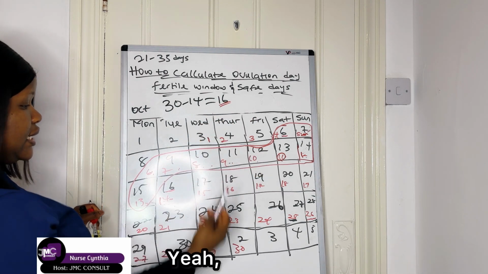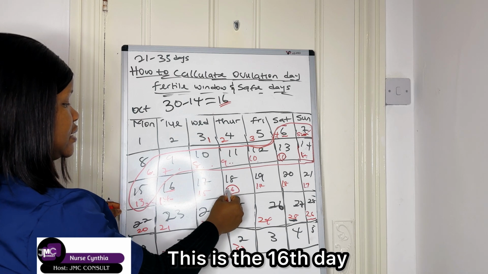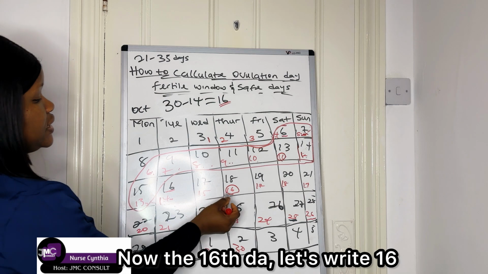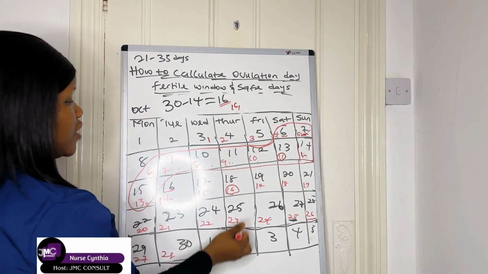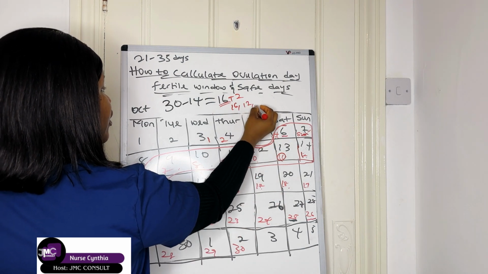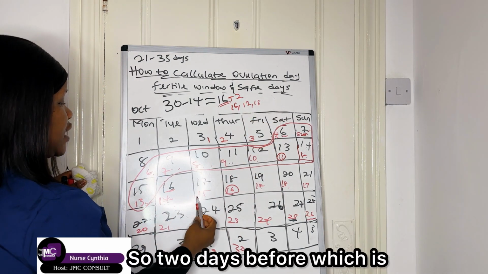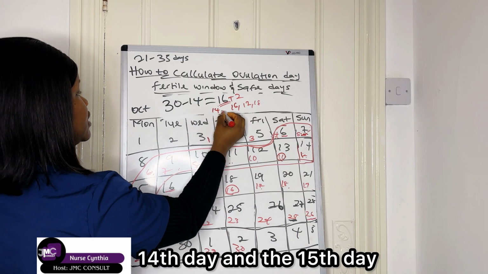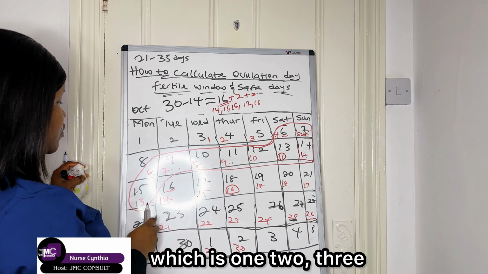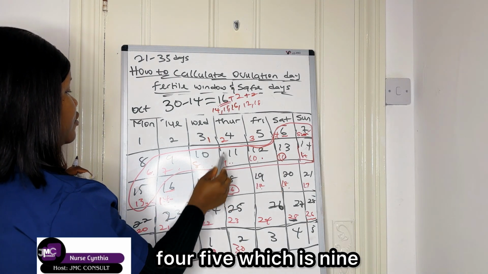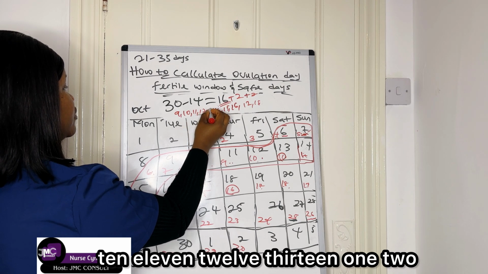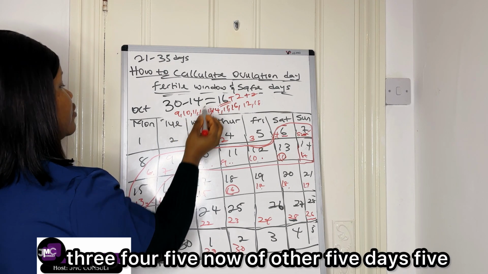Where is the 16th day here? This is the 16th day, which is on the 18th of October, the person's ovulation day. Now, the 16th day, let's write 16. If we add 2 more days to it, plus 2, which is 17 and 18, and then 2 days before, which is the 14th day and the 15th day. And for the full fertile window length, you add an extra 5 days: 1, 2, 3, 4, 5, which is 9, 10, 11, 12, 13.